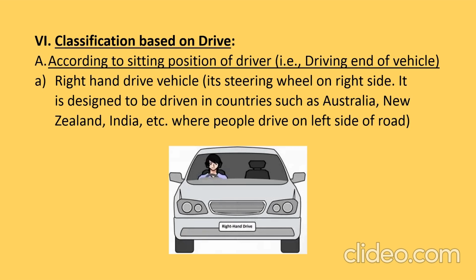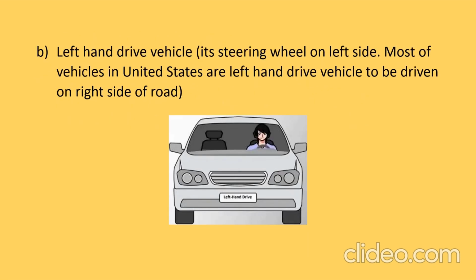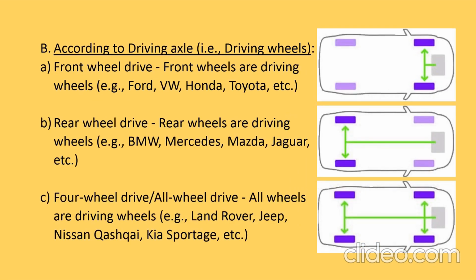Then left hand drive vehicle, the steering wheel is on the left side, means the driver is sitting on the left side. Most of the vehicles in United States are left hand drive vehicles, to be driven on the right side of the road. So the driver is sitting on the left side and driving on the right side of the road.